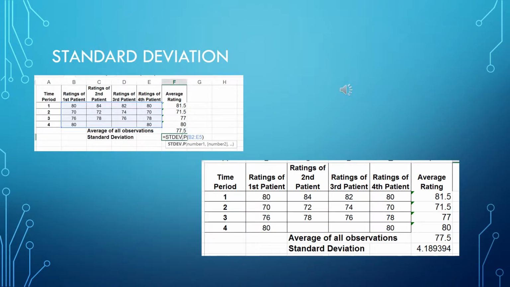So the next step is to calculate the standard deviation. In order to do this, you will calculate standard deviation dot p parentheses column B2 to E5, and you should get a standard deviation of 4.189.